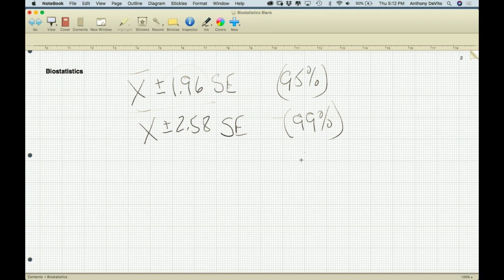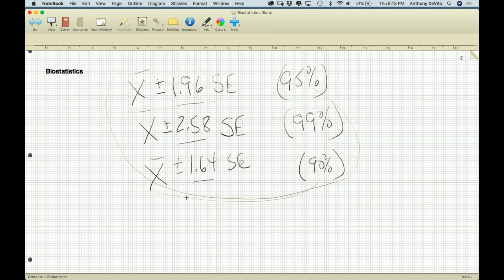Well, how about if you only need to be 90% certain? I'm not going to torture you with it, but you can imagine if you're willing to be only 90% certain, it can be narrower. So the margin of error can be smaller. So X bar plus or minus 1.64 times the standard error. If you write down or remember those 3 numbers, you probably are never going to have to go to a table to look up the correct number, because those are the ones everybody uses most of the time. Okay, so that's how we deal with this whole thing.